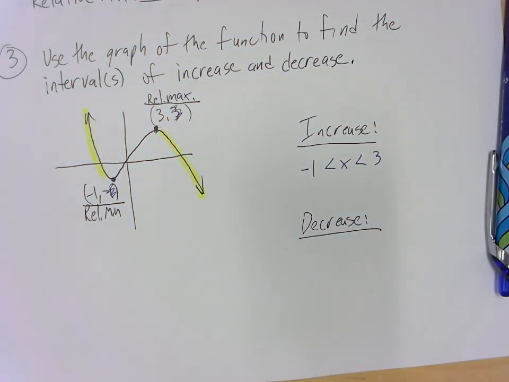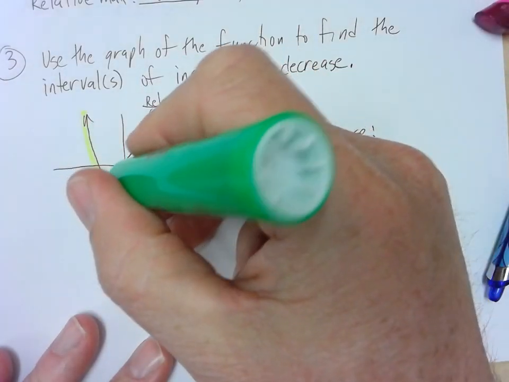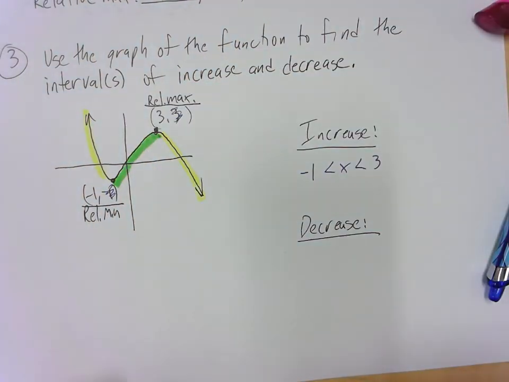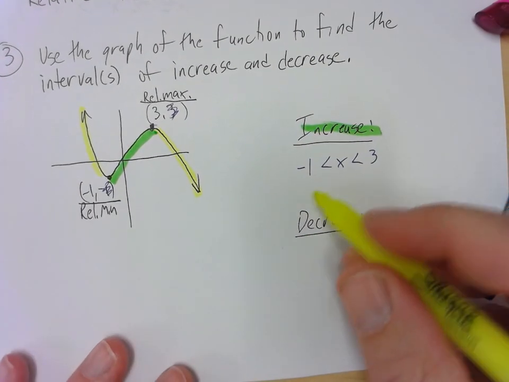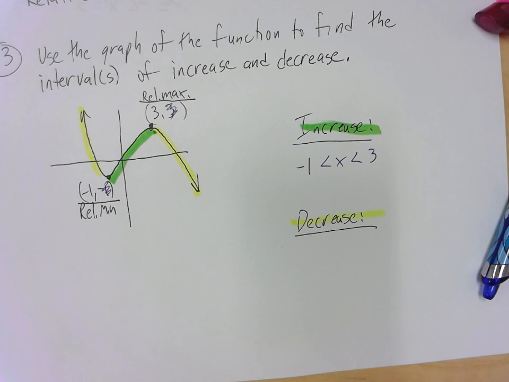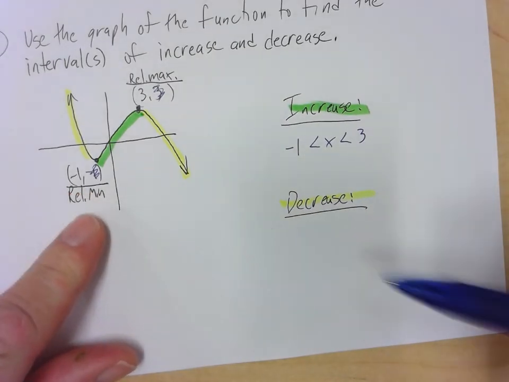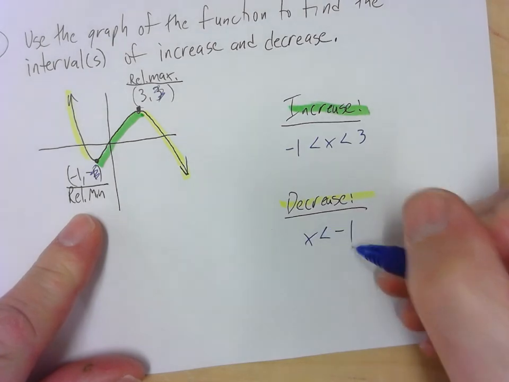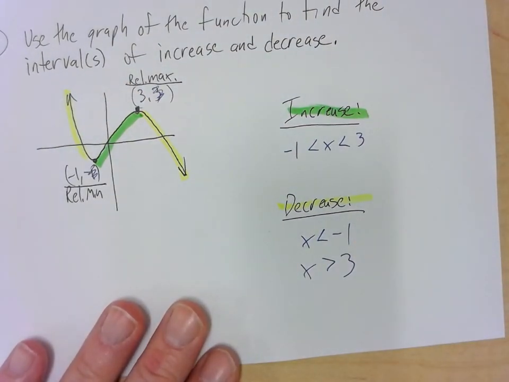Where's my green highlighter? My green highlighter is right there. So it is increasing in this interval here, which I just already labeled. So it's increasing on that interval, decreasing on the outsides. So how do we write the outsides? Well, everything smaller than negative 1. So I write x is less than negative 1, and then everything bigger than 3. That's where it's decreasing. All right, page 2.